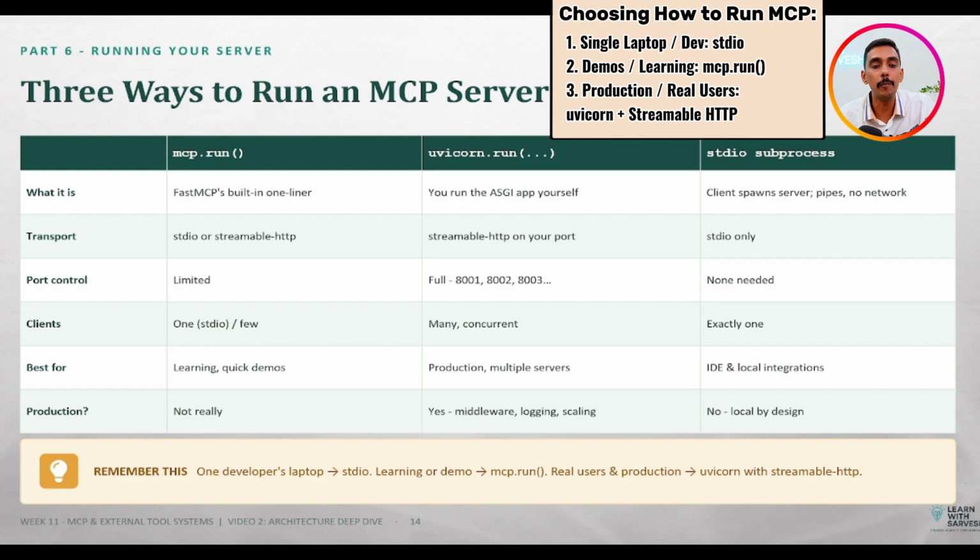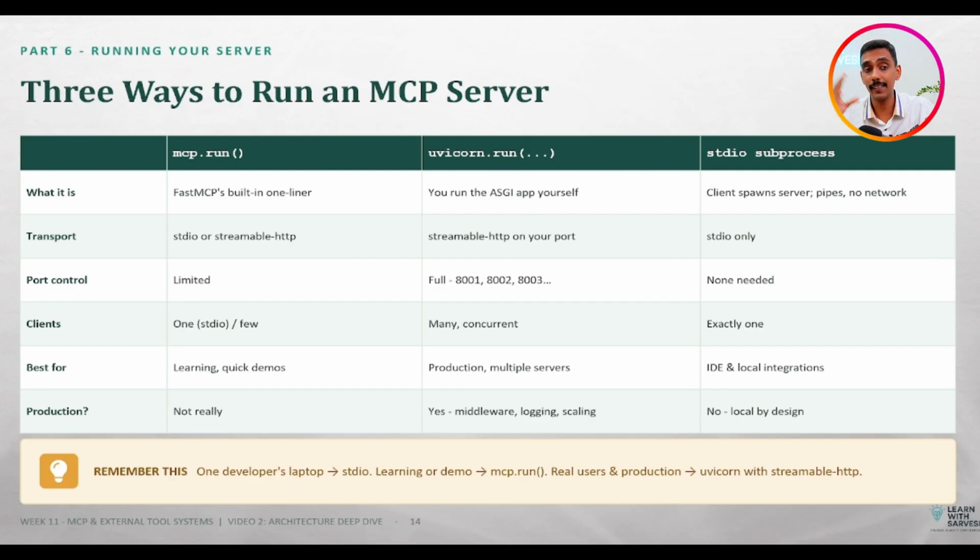Now, learning or demo. If you're just learning or demoing, mcp.run is the choice. For real users and production grade, Uvicorn with streamable HTTP is the end solution. So I think this slide summarizes it very well.